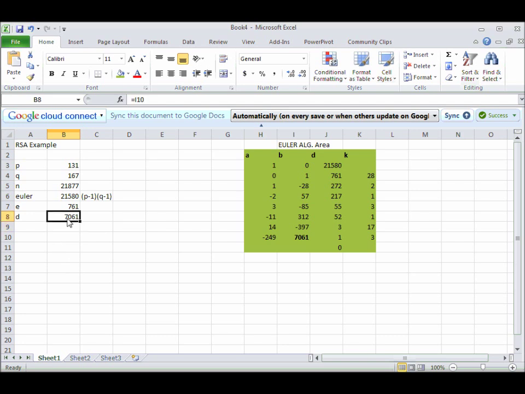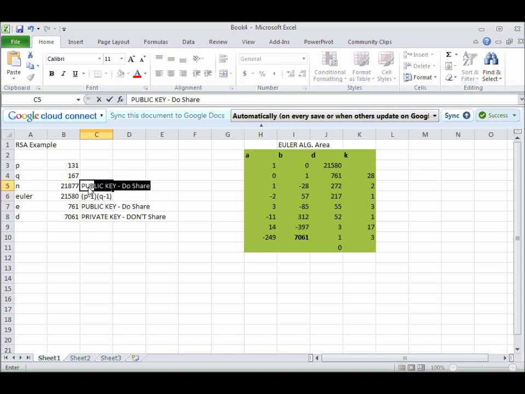Now 761, this is our private key. We don't share this. Okay, this is our public key. We do share. And this is our public key. We do share. Okay, so this is public.